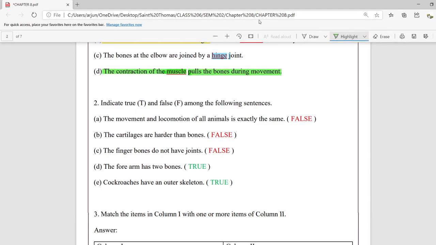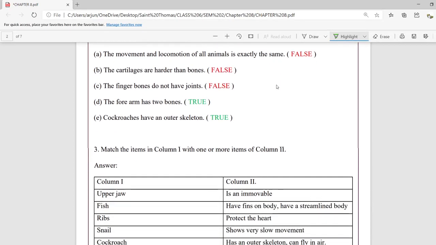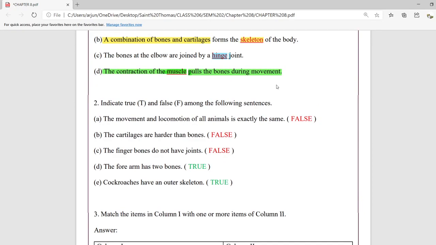Now, the next is indicate true or false. The movement and the locomotion of all the animals is exactly the same. The whole chapter was about the movement of the animals, right? So how can this be true, that the movement and locomotion of all animals is the same? So the answer will be false.